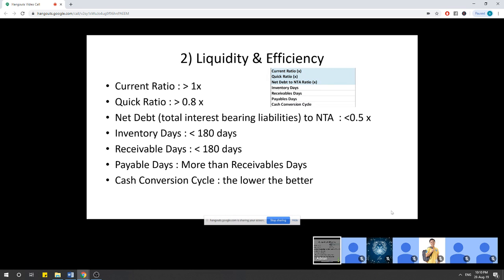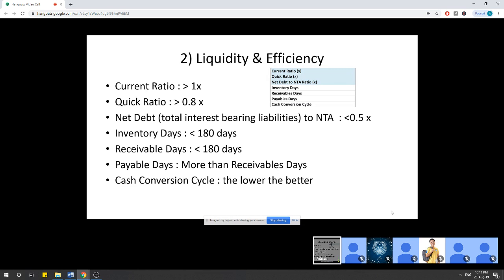And then the third one is the net debt to NTA. We already talked about the NTA, which is the net tangible asset. Usually we use the ratio of debt to equity, but now we use debt to NTA. It's net debt, meaning the debt after subtracting all the cash from the company. If the borrowing is more than the cash of the company, the company is in net debt, not a net cash position. Of course, we want a net cash position. But when we have net debt, we have to compare it to the net tangible asset, so we can see how leveraged this company is.